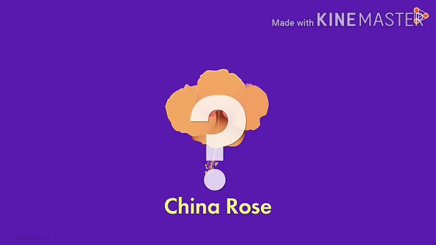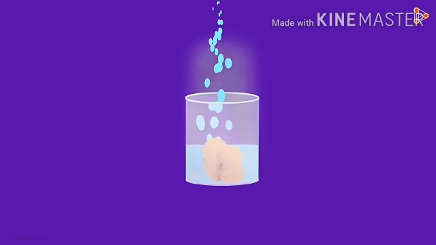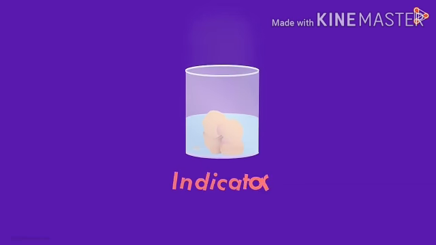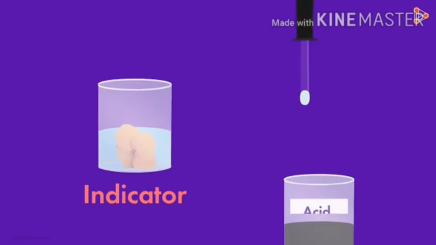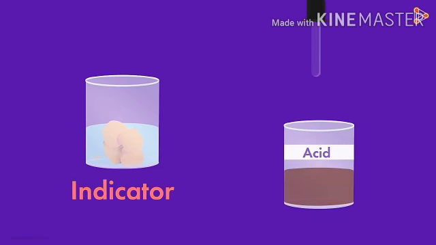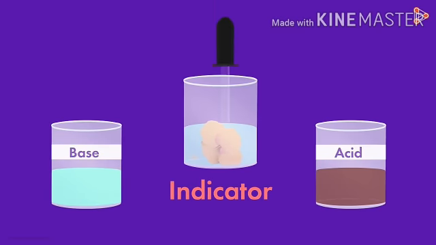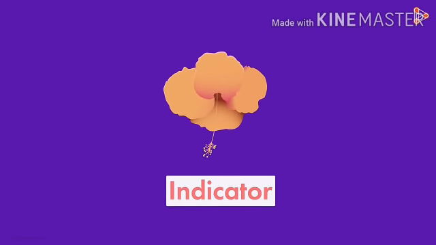So how do we use China rose flower as an indicator? It's very simple. All we have to do is add hot water to the petals of China rose in a beaker and let it rest for some time. This solution can be used as an indicator. When drops of this are added to an acidic solution, the color of the solution changes to magenta red or a slightly different shade of red for that matter. However, when added to an alkaline solution, the color changes to green, or yellowish green to be precise. The solutions change color in very little time. And that is how we use China rose as an indicator.